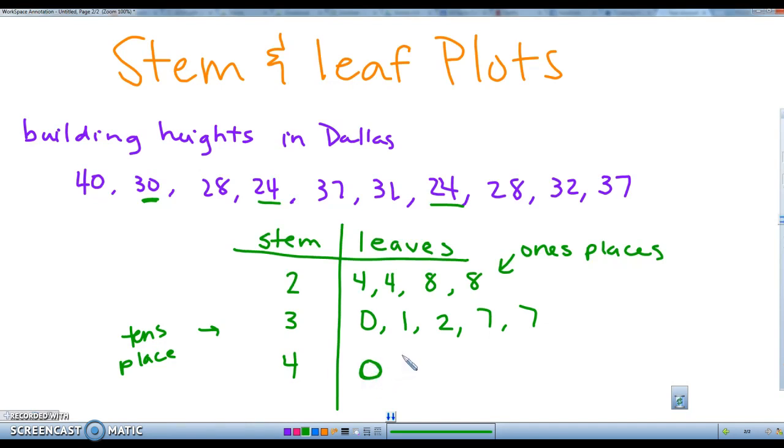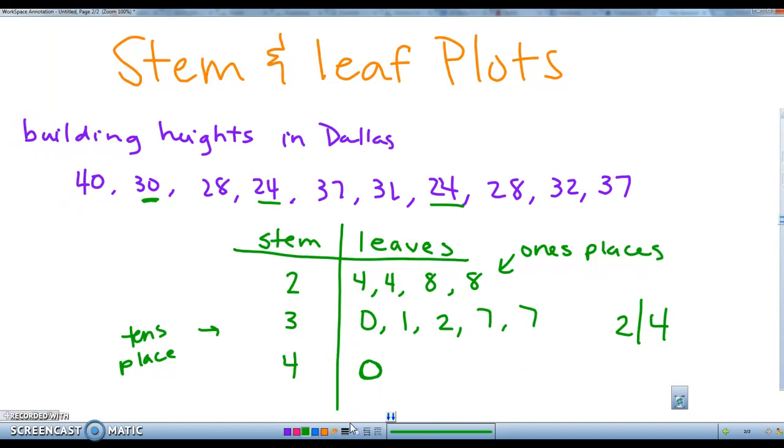So I can see very easily most of my numbers are in the 30s. If I was looking at modes, my mode would be 24, 28, or 37. And we don't just read it as 4. If it's 2, then the line, then 4, we would read this as 24. I could also get my median pretty easily now that they're arranged from least to greatest.